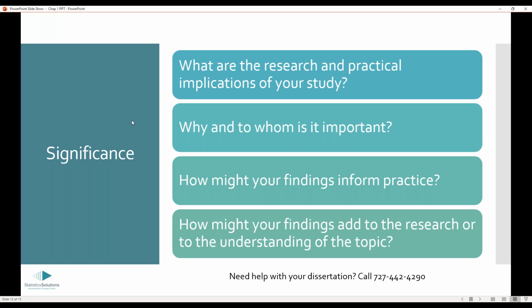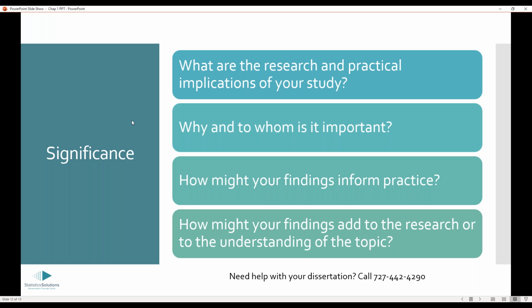How is the information that you collect going to inform what people do at the level of practice? So what is its potential significance, because you're not exactly sure what the implications are going to be, or what you're going to get. But it's a place where you discuss potentially, why is this important at the level of research? Why is it important at the level of practice? What can it tell us that can inform how we do research? How can it give us information to tell us how we can practice better?